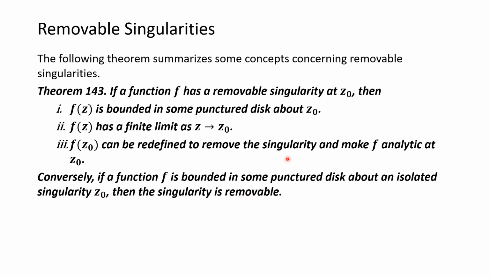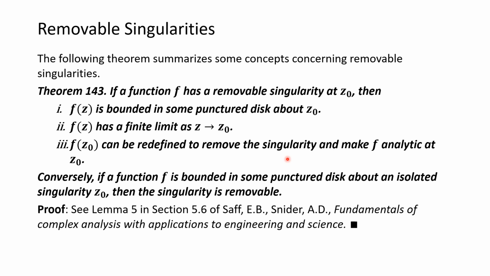So that's kind of interesting. If the function is bounded, so it's less than some number, say 50, the modulus of f is less than some number in some punctured disk about the isolated singularity, then the singularity is necessarily removable. It's quite interesting. I'm not going to prove this here, but I'll refer you to Lemma 5 in section 5.6 of the book by Saff and Snyder, which I've referenced a few times already.